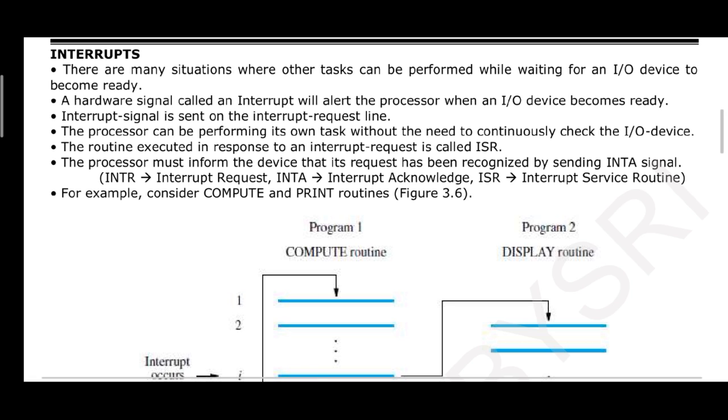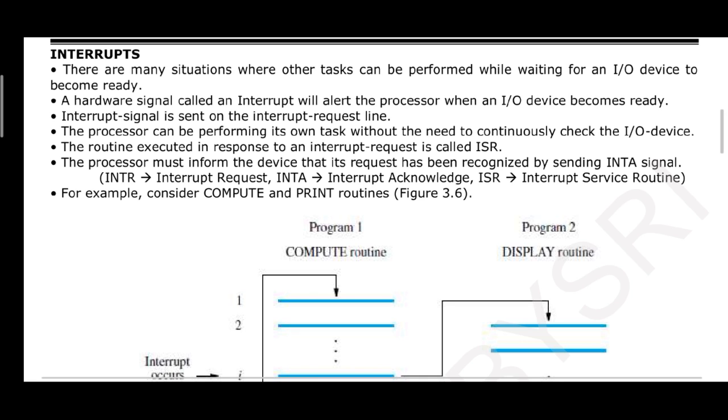There is a dedicated channel, like a control bus, used for transferring the interrupt signal. It is called the interrupt request line, or a bus. It is through that bus that the signal is sent to the processor from the peripheral. The processor is considered the brain of the computer, so it will analyze the meaning of the signal and perform the appropriate task. The processor can perform its own task without the need to continuously check the IO device.